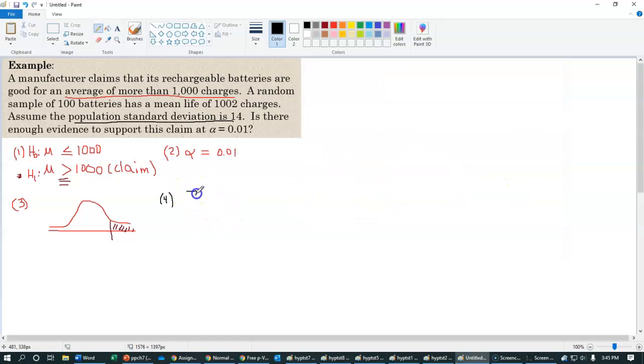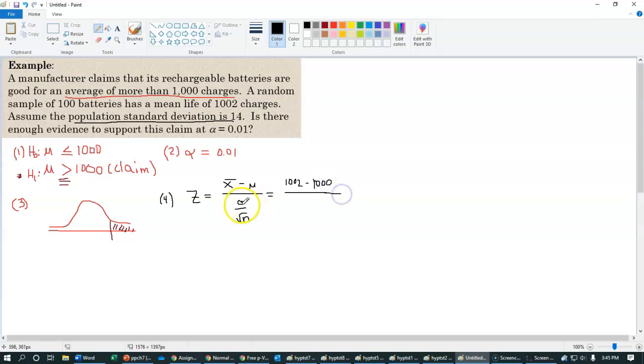So let me write it out. Z equal X bar minus mu divided by sigma over square root of n. And what I do is plug into this formula. So who's my X bar? That will be 1,002. That's my X bar because I'm working with samples. Minus my mean, my mu, that comes from the claim. You can see the claim is 1,000. So that's what I'm going to write here.